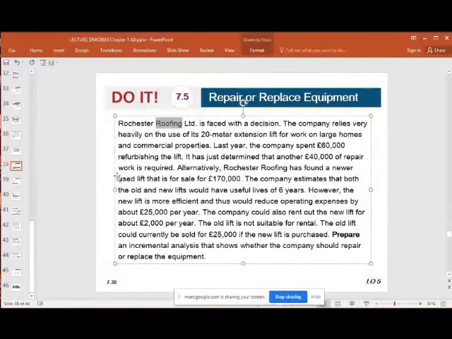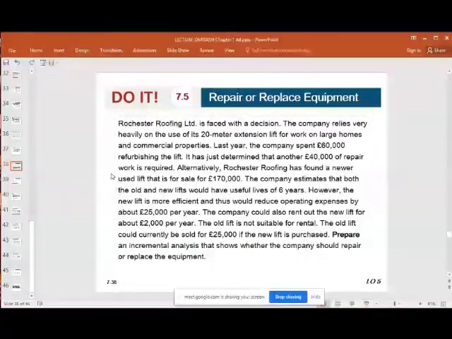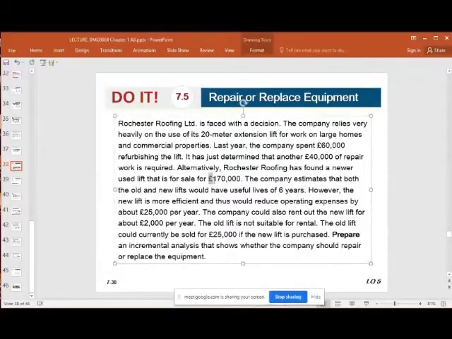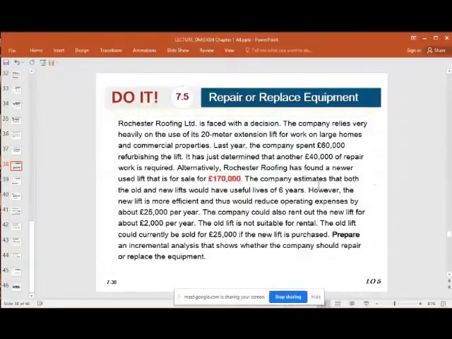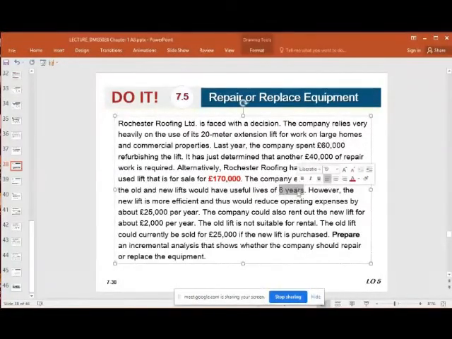Last year the company spent 60,000 to refurbish the lift, and it has just determined that another 40,000 of repair work is required. That means last year the company spent 60,000 to repair the lift, and now they need to spend another 40,000 if they still want the old lift. Alternatively, the company found a newer lift that is on sale for 170,000. The company estimates that both old and new lift will have a useful life of 6 years.